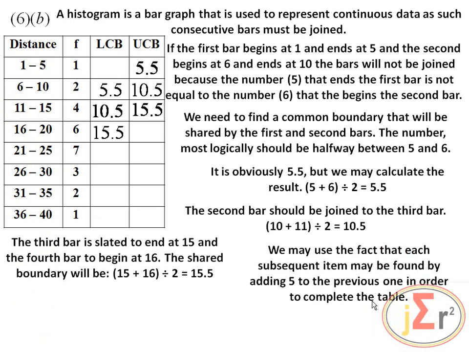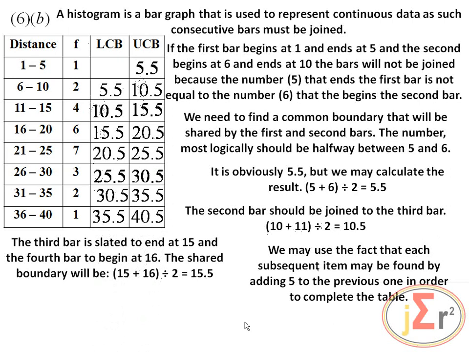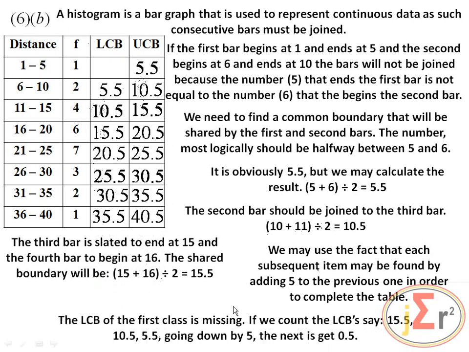We may use the fact that each subsequent item may be found by adding 5 to the previous one in order to complete the table. We have 5, 10, 15, 5, 10, 15. So we will just continue those sequences to the end. The lower class boundary of the first class is missing. If we count the lower class boundaries, say 15.5, 10.5, 5.5, going down by 5, the next one is 5.5 minus 5, which is 0.5.